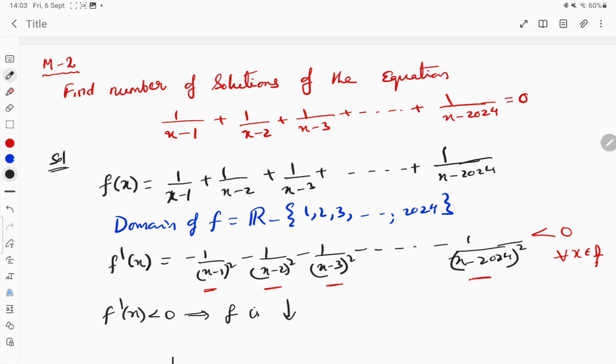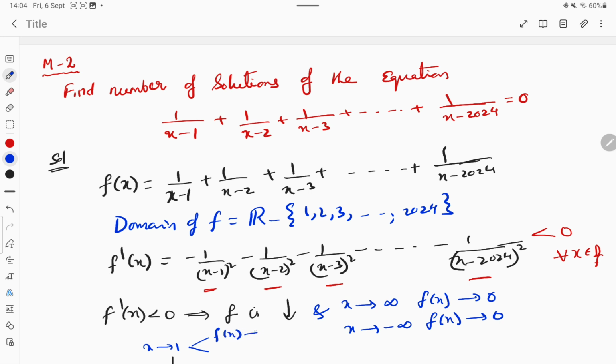We can also observe that as x tends to plus infinity, f of x will tend to 0. As x tends to minus infinity also, f of x will tend to 0. And as x tends to one of these asymptotes, say x tends to 1, f of x will tend to either plus infinity or minus infinity, accordingly as x is in the left neighborhood or the right neighborhood.